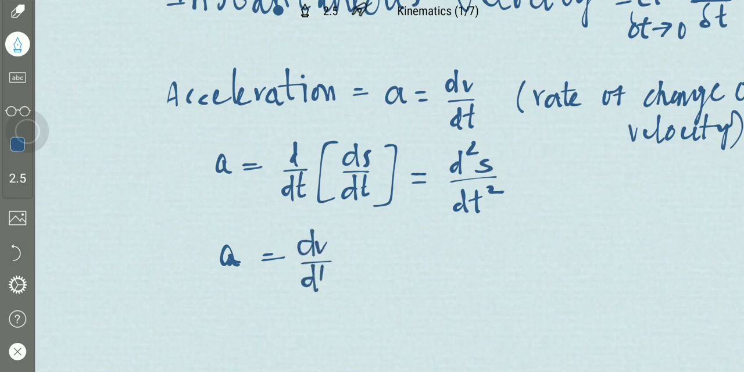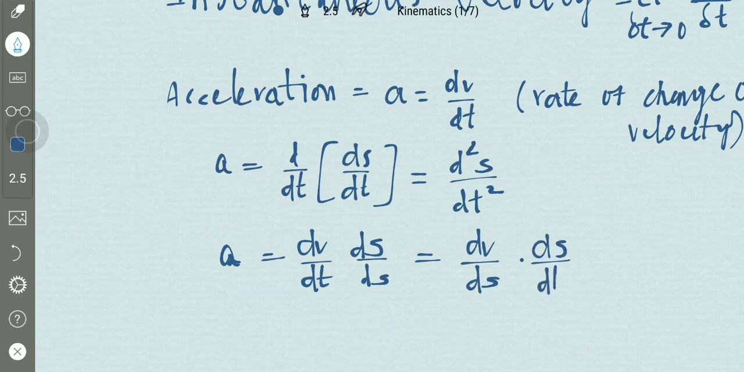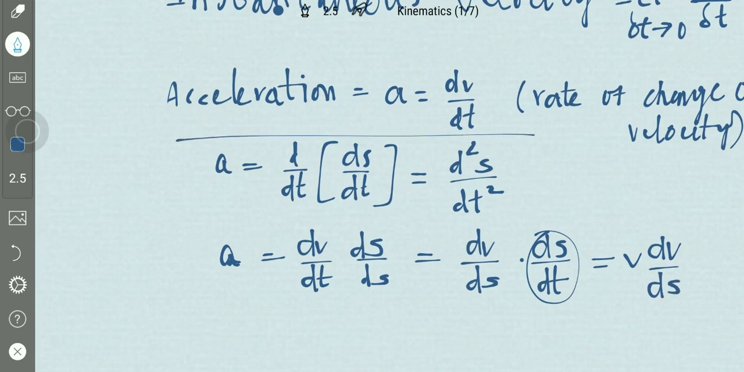acceleration is equal to dv by dt, right? Multiply and divide it by ds by ds. So it will become dv by ds into ds by dt. So ds by dt is velocity v, so a equals v dv by ds. So remember this.